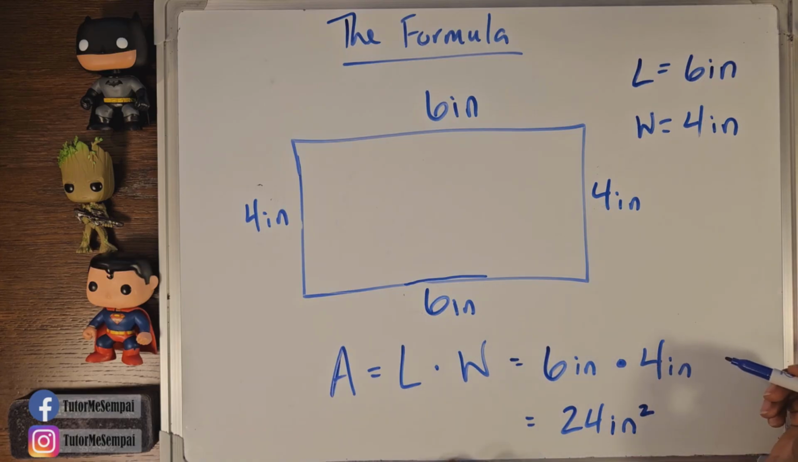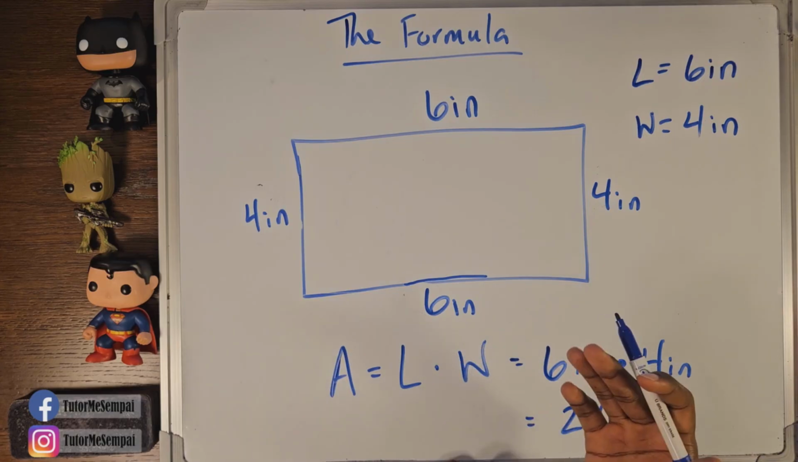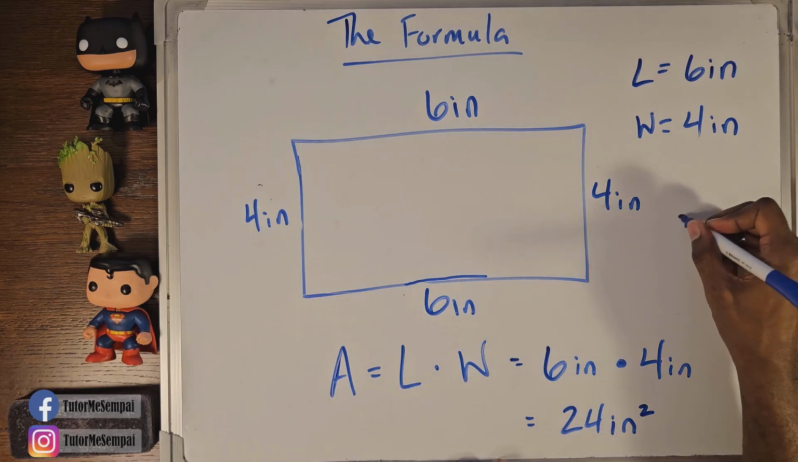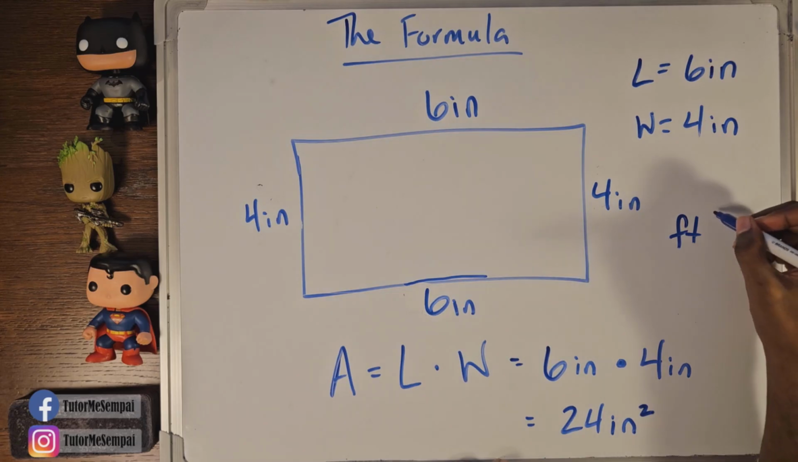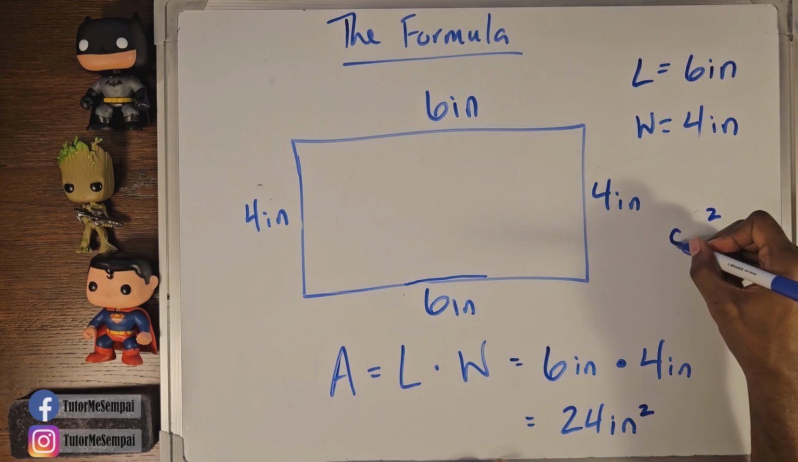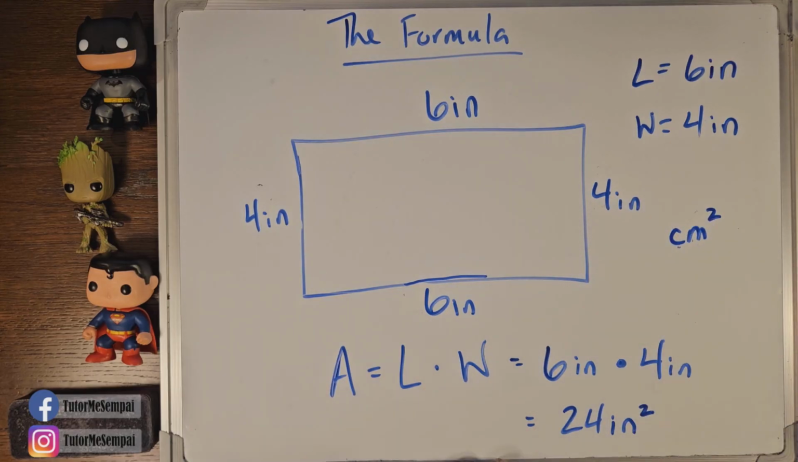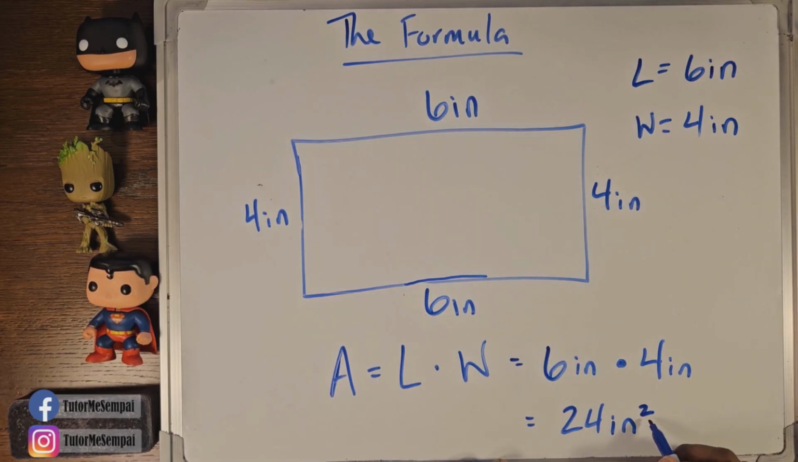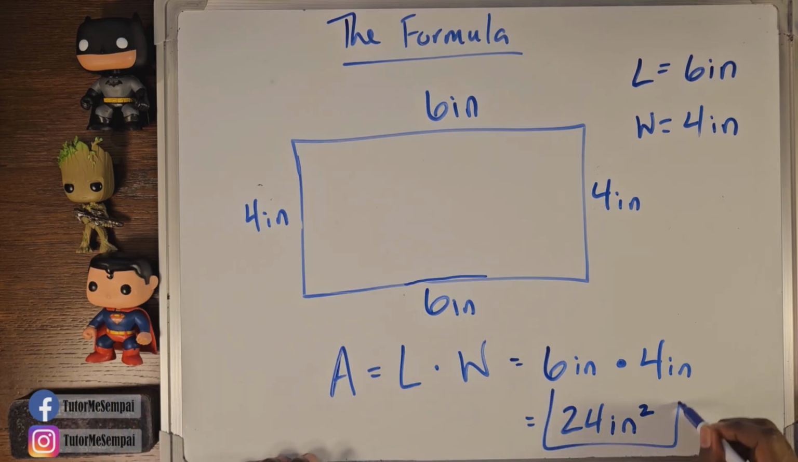But for area, you're going to have to square the unit that you started with. So if we start with inches, we're going to end with inches squared. If we start with feet, we're going to end with feet squared. If we start with centimeters, you'll end with centimeters squared. So whatever your units are, you got to make sure that you're squaring them. You're adding this little 2 at the top corner of your unit. But this is your area.